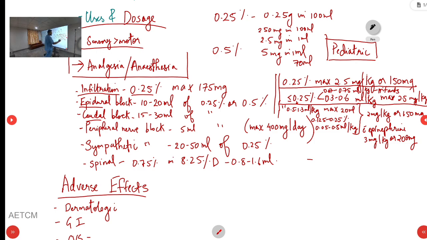With adrenaline, it will be 3 mg per kg or 200 mg. Can give a higher dose. Okay, so that is basically the max dose for caudal blocks. When you take peripheral nerve block, this one is important in ER. Peripheral nerve block and infiltration.